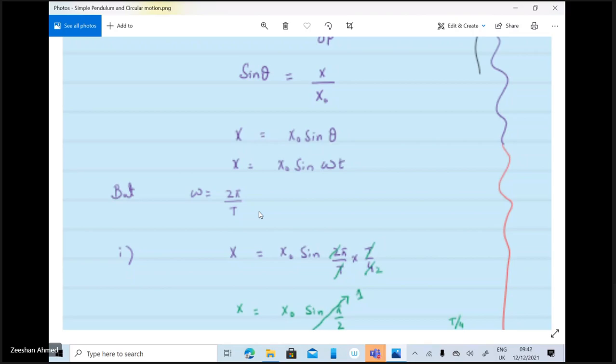Is it clear so far? What was the heading? Displacement. What was displacement? Is it x or x naught? x. So if we want to find out x, where will this x naught go? It will be cross multiplied. So x will become x naught sin theta. Clear? So this is the linear displacement.